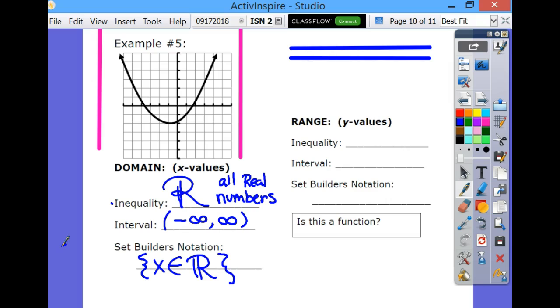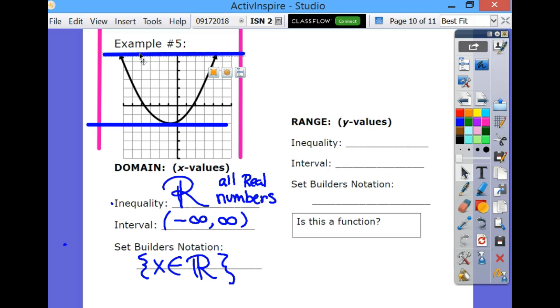Range, y values, is bottom to top. But is that really the top? The top has arrows on the end. What do the arrows mean? It keeps going right off that graph. It keeps going off the graph forever. So in interval notation, it has a bottom point at -2, and then it goes right off the top of the graph.